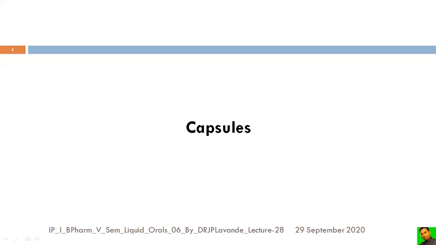Dear students, we are studying Industrial Pharmacy first. While studying it, we have to go through the study of different kinds of dosage forms. Now, among all the different dosage forms, broadly these are classified as solid, semi-solid, and liquid dosage forms.